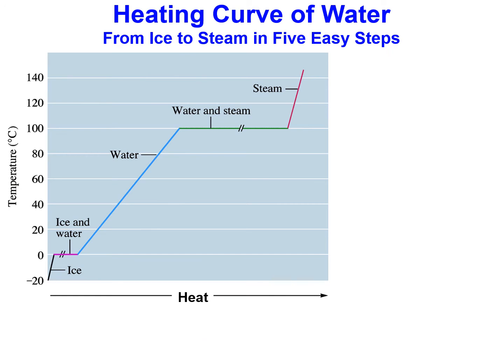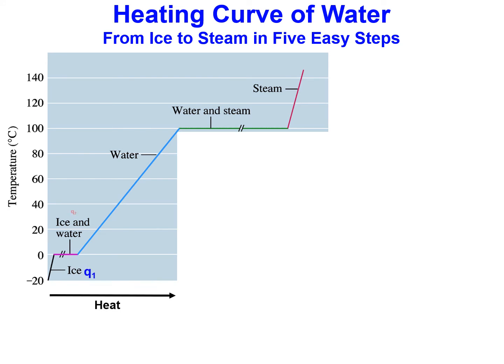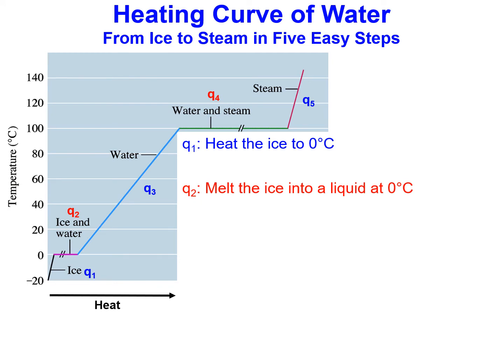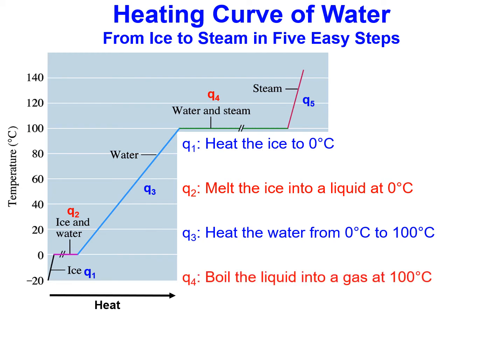Okay, heating curves from ice to steam, 5 easy steps. You first have Q1. For Q1, you heat the ice to 0 degrees C. That is where the phase change happens. Q2, you just melt the ice at 0. That's the phase change. Q3, you heat the water from 0 to 100. Q4, you change the phase, and it happens at the phase change temperature, 100 degrees. And then the last one, you heat the gas above 100 degrees. So you have 5 stages, 5 little segments of the heating curve.